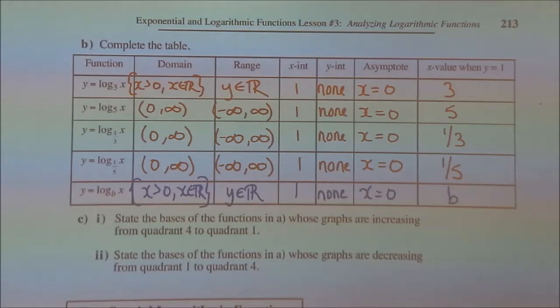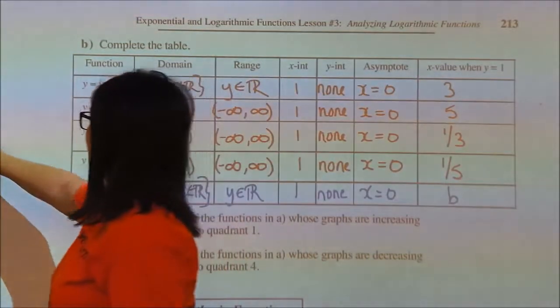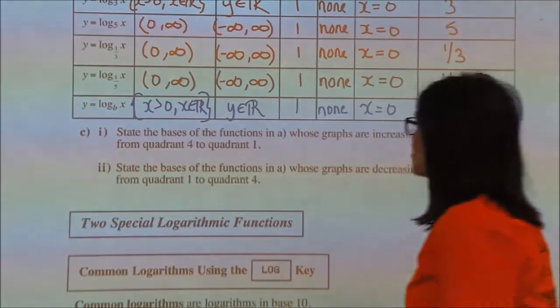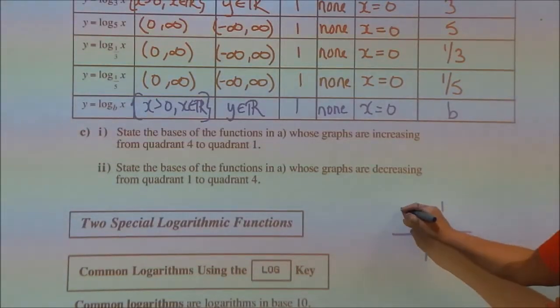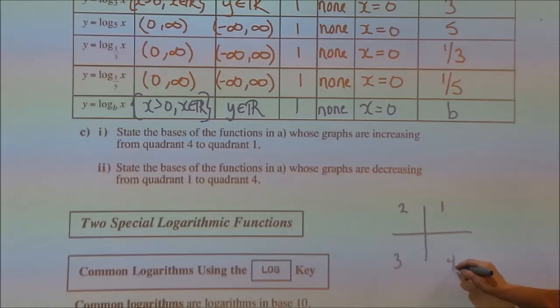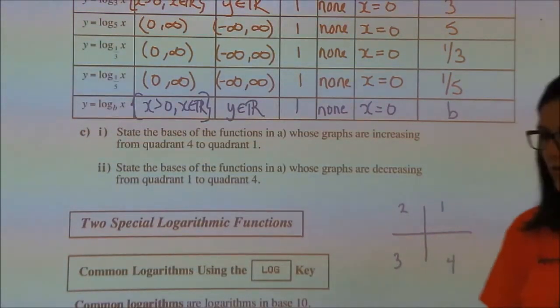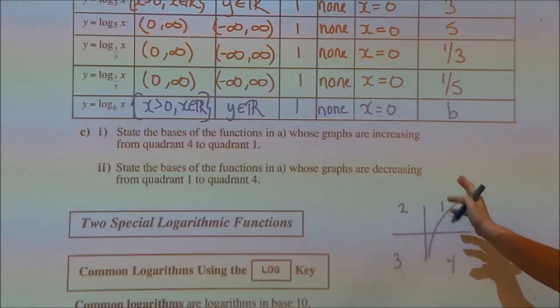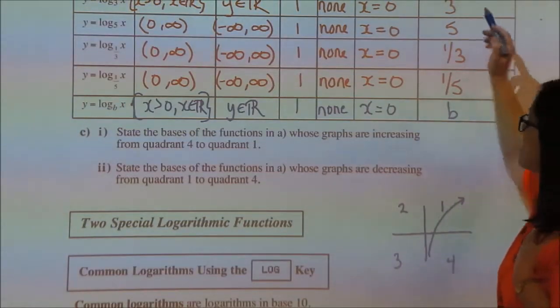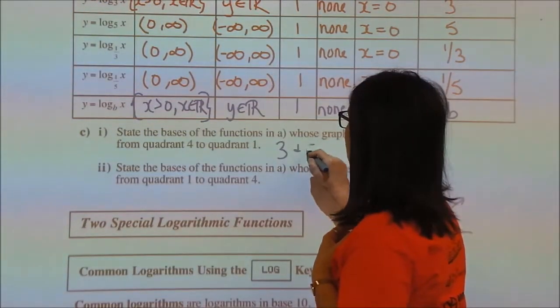Okay? If I look at the next question, it says state the bases of the functions whose graphs are increasing from quadrant 4 to quadrant 1. If I look at my quadrants, this is quadrant 1, 2, 3, 4. So if the graph is increasing from quadrant 4 to quadrant 1, that's this type of graph, and increasing. The two graphs that showed that pattern were these two. So a base of 3 and 5.